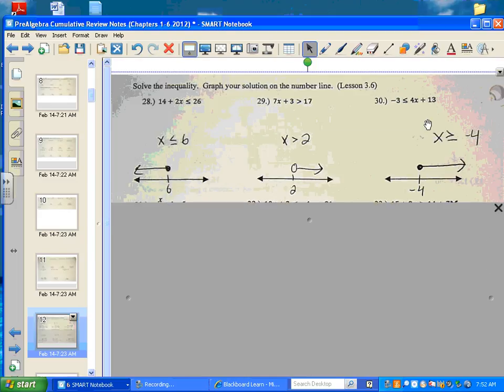Number lines, please make sure if it's less than or equal to or greater than or equal to that you have a filled in circle. If it's just less than or greater than, you have an open circle.